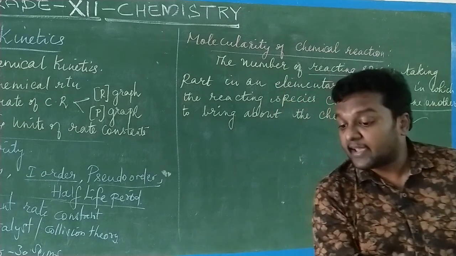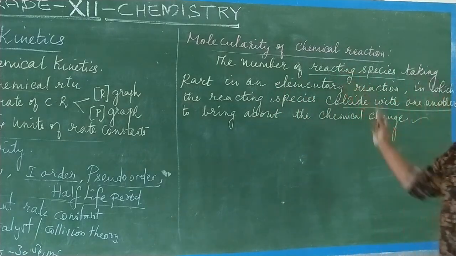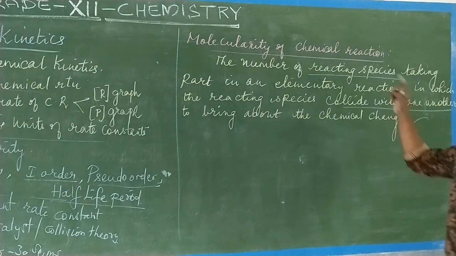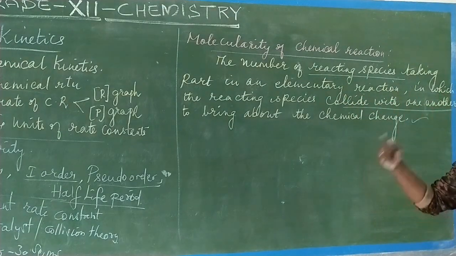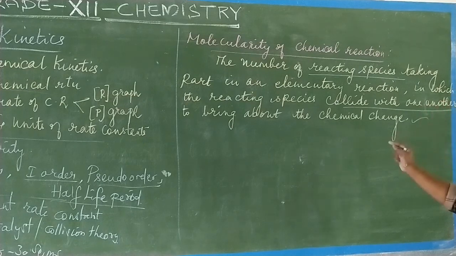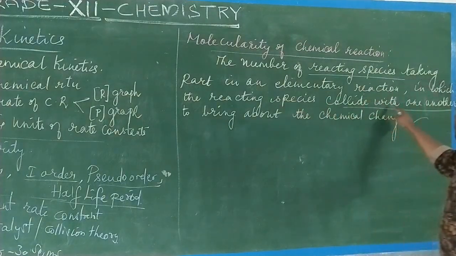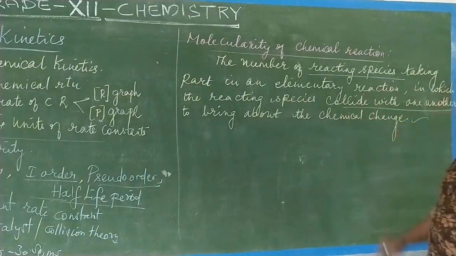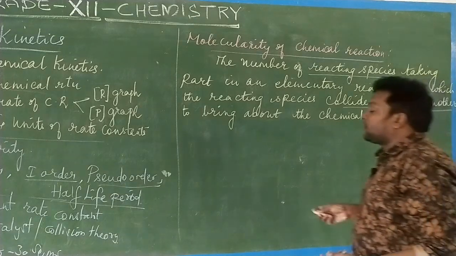So again I am saying, what is meant by molecularity of a chemical reaction? Remember this and say it. The number of reacting species taking part in an elementary reaction, in which the reacting species collide with one another to bring about the chemical change, is called the molecularity of a chemical reaction. Now we'll go for an example.